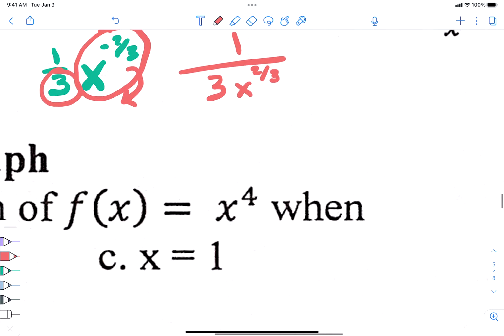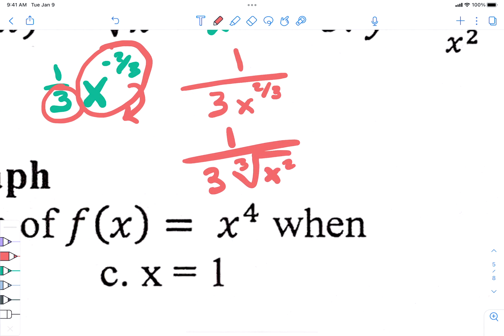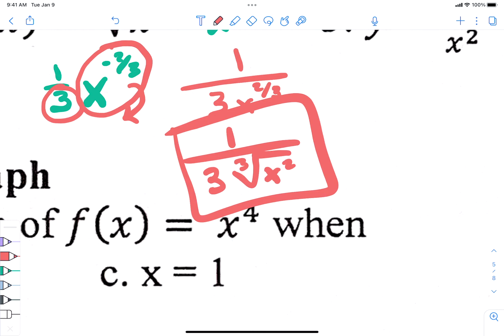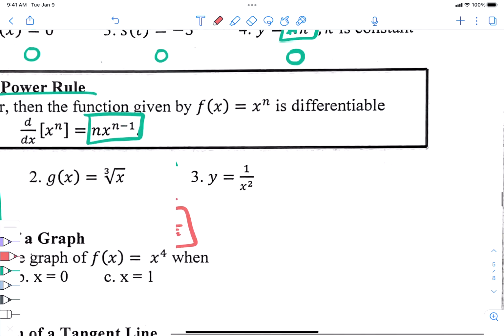This is its derivative, but x to the 2/3 power means the cubic root of x squared. If we want to make it look really nice, 2/3 power means the cubic root of x squared. That is what it looks like. That is its derivative. We should do another one of those, probably down below here. We'll do some more.